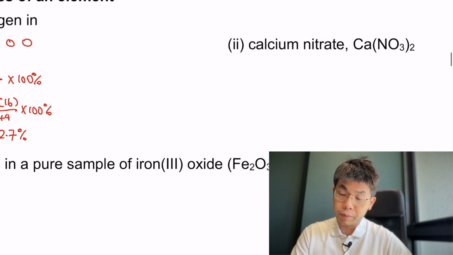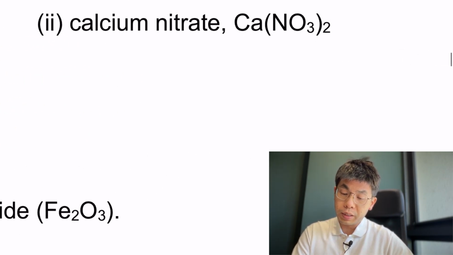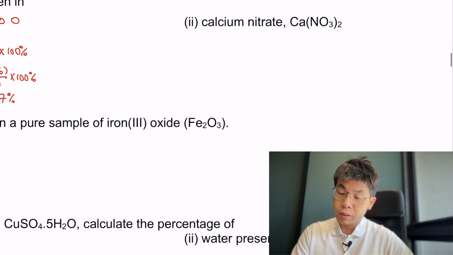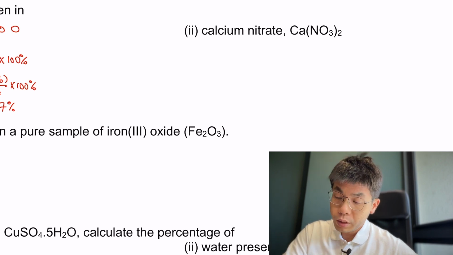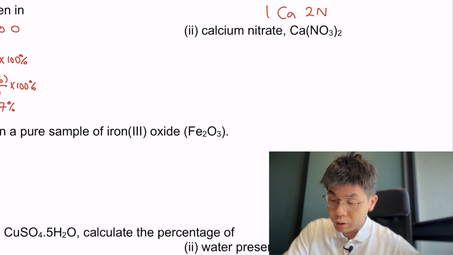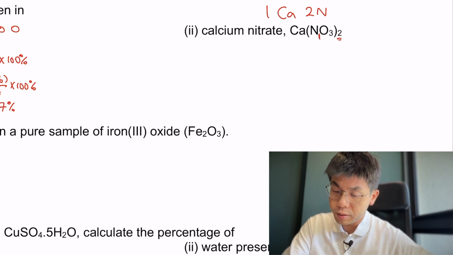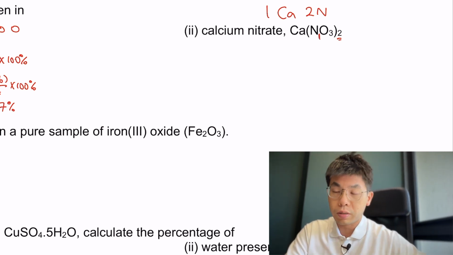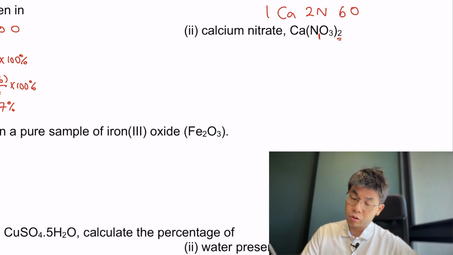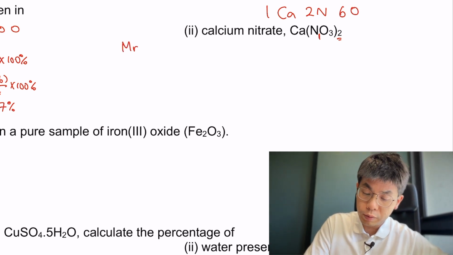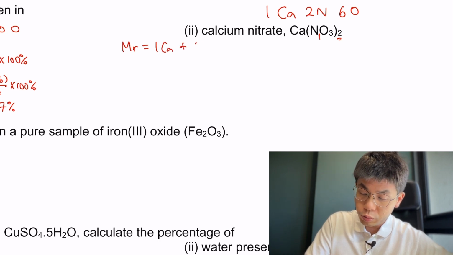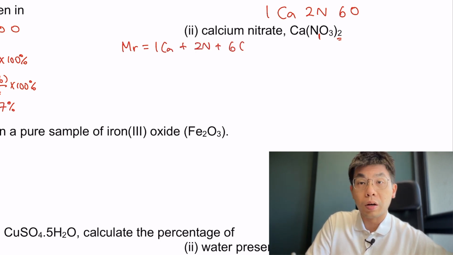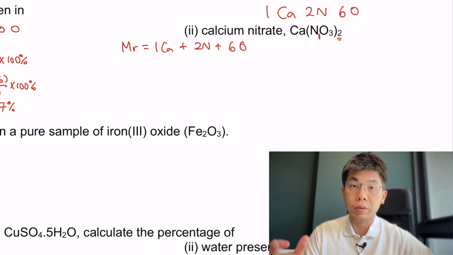Okay, let's look at another example. We want to find out the percentage of oxygen in calcium nitrate. So now the formula looks slightly more complicated, but we can break this formula down. So this means that there's one Ca, there are actually two Ns, because of the 2 and then there's a 1 here, and there's a total of 6 oxygens. So the MR of calcium nitrate is equal to 1 Ca plus 2 Ns plus 6 oxygens. So we must be able to read the formula well.